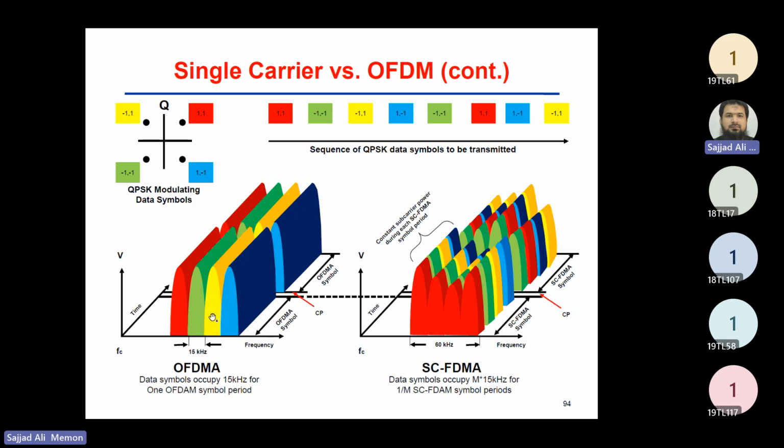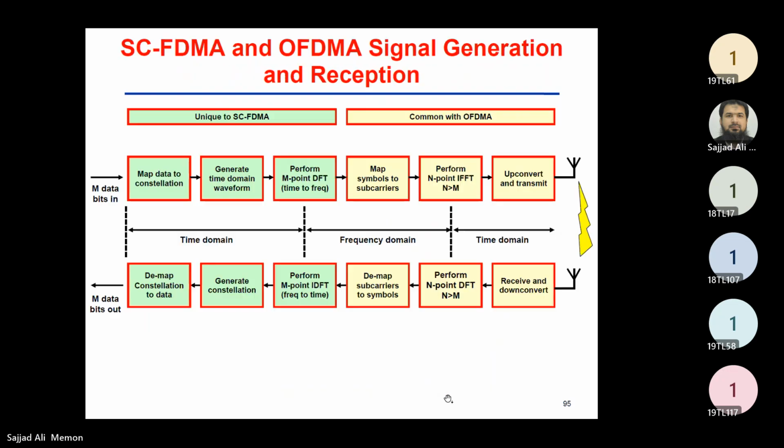Data symbols occupy 15 kilohertz for one OFDMA symbol period, whereas data symbols occupy m times 15 kilohertz for 1 over m SC-FDMA symbol periods. These are block diagrams, they are self-explanatory, just go through them.